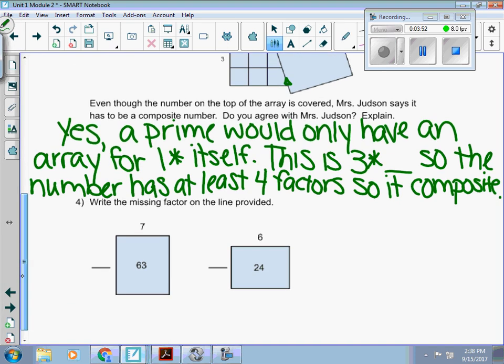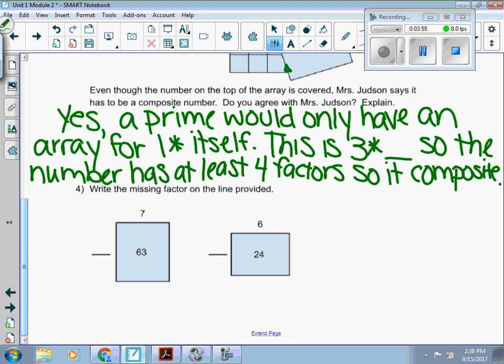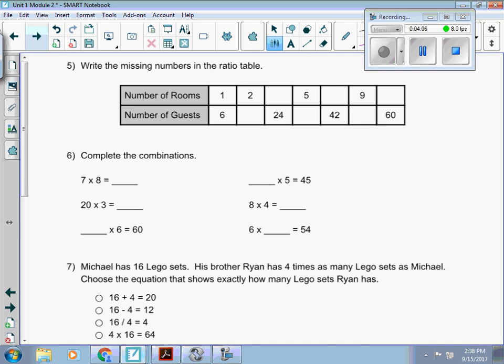Number 4, we're just filling in the missing factor to complete the multiplication equation. So 9 times 7 is 63, and 4 times 6 is 24. The back shows us the strategy of the ratio table, and I see that I have rooms 1 and guests 6, which means that to go from rooms to my number of guests, I'm doing times 6. So 2 times 6 is 12. 4 times 6 is 24. 5 times 6 is 30. 7 times 6 is 42. 9 times 6 is 54. And 10 times 6 is 60.